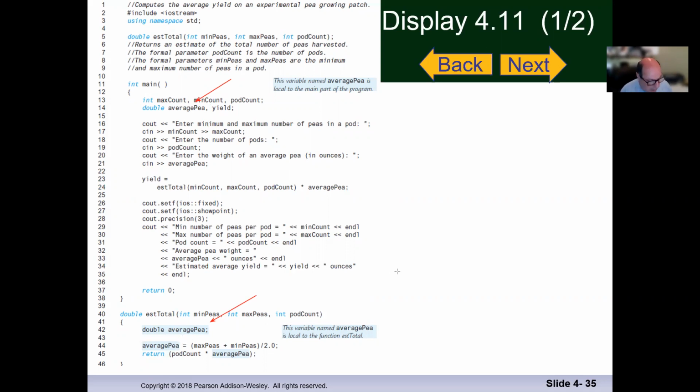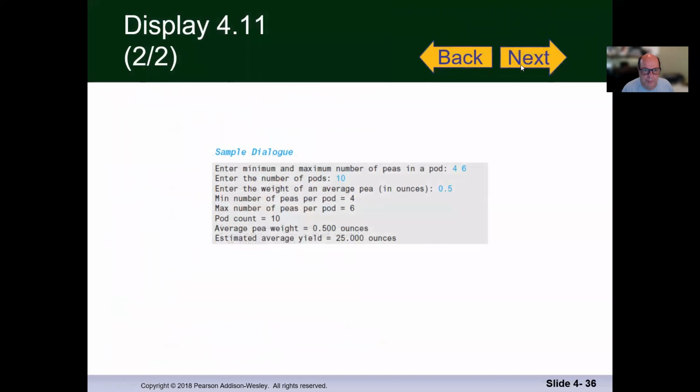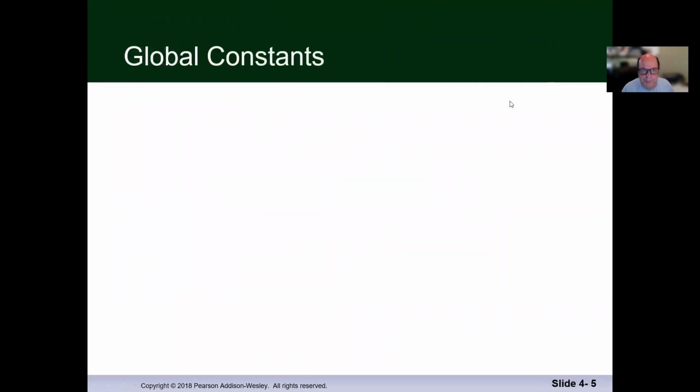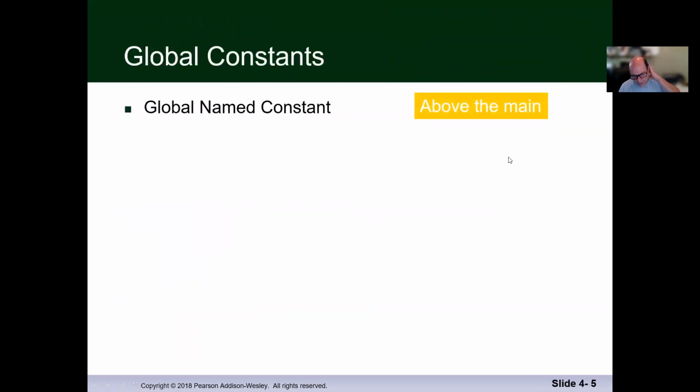The mistake that a lot of new programmers make is they forget to declare the average P, and they just calculate this average P over here, and they expect it to come up and be available somewhere in the main, which is not true. So what can we do?